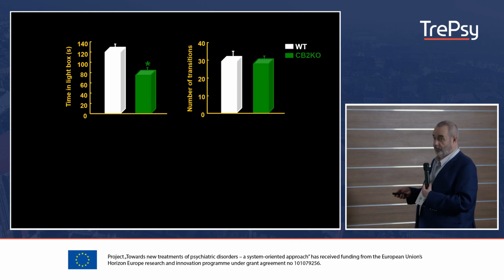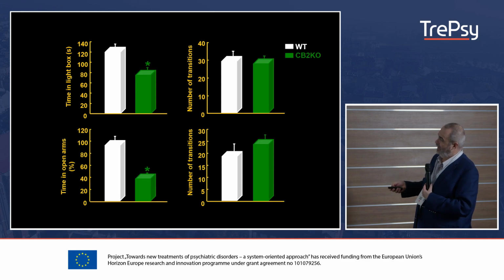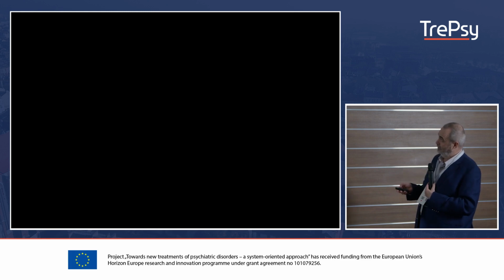When we did that in the knockout mice, we found exactly the opposite results: less time in the light area and less time also in the open arms, very significant. So this is exactly the opposite of what we saw in the mice overexpressing the CB2 receptor.